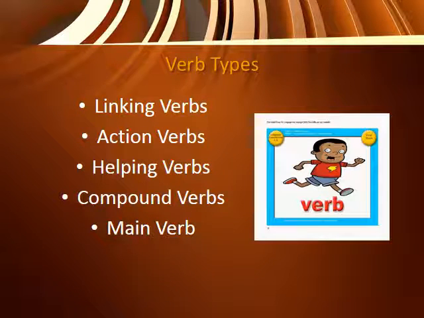Verb types. These are the verb types that we're going to be going over. We're going to be talking about linking verbs, action verbs, helping verbs, compound verbs, and main verbs. You certainly don't want to have all linking verbs or all action verbs in your paragraphs or in your essays. You want to have a lot of variety in your writing, and you want to have different verb types. As you write, you will be writing these verb types whether you realize it or not. And we're just going to review them all.